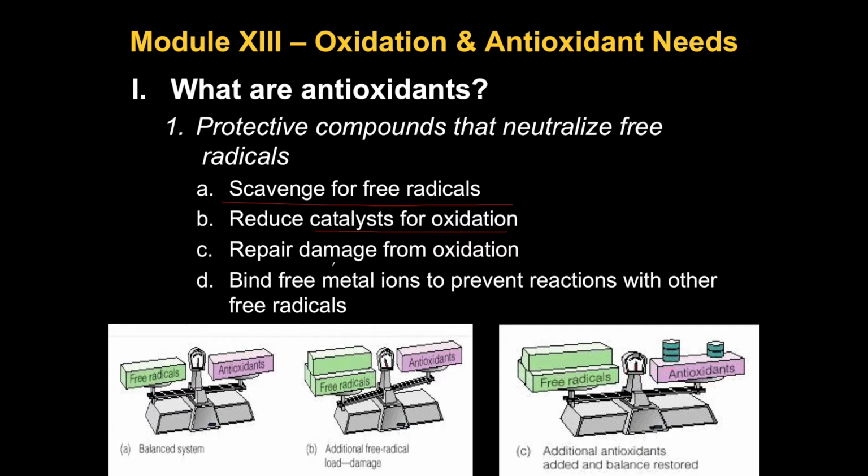We can also repair the damage from oxidation. And we can bind up free metal ions so that those free metal ions aren't interacting with free radicals and then causing further damage. So it's all about balance of free radicals and antioxidants. And as we exercise and begin an exercise training program, we do offset this balance, but we can certainly bring that back into balance with antioxidants.